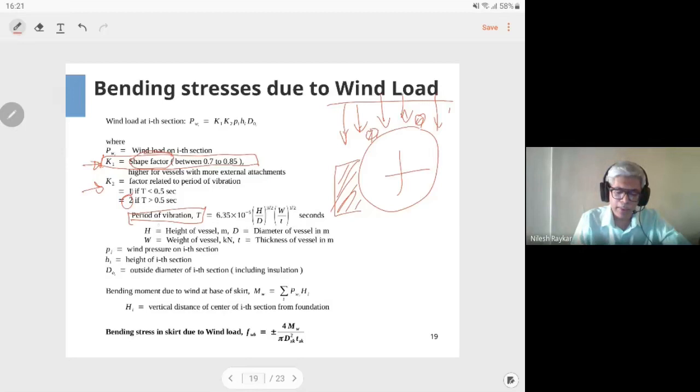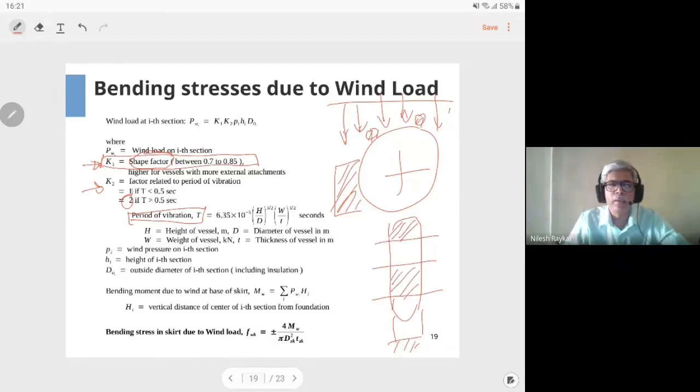Once you get the values of these factors, the wind load is essentially calculated as follows. Since wind load varies with altitude, the vessel is broken into different sections. So you have section 1, section 2, and so on. Wind load is separately calculated at each section, and then all those forces, their moment at the base is calculated and summed up. That is what the equation here says: total wind moment is the summation of all individual section moments. And then finally you calculate the stress by the formula M by Z.